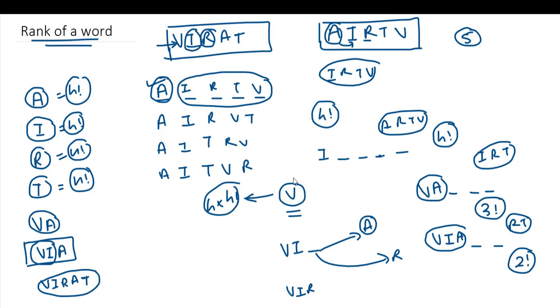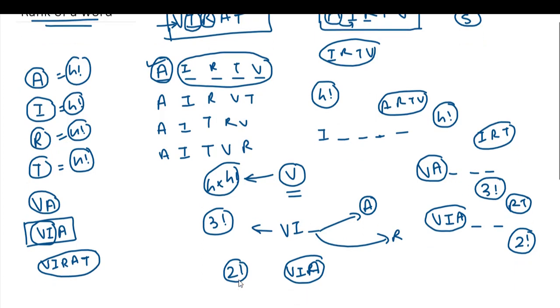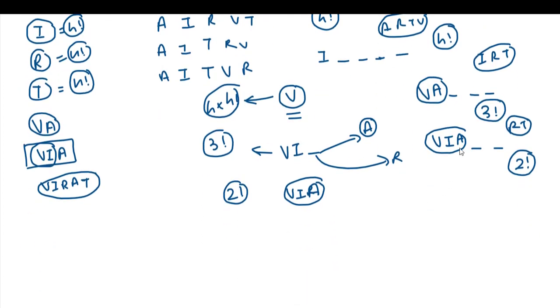So first we have all the words which are starting with V, then we have all the words which are starting with VI, which was 3 factorial. Now we have all the words which will be starting with the letter VIA. These are 2 factorial words. So after we have accounted for all the words which are starting with VIA, we'll get our next word which will be starting with the letter VIR.